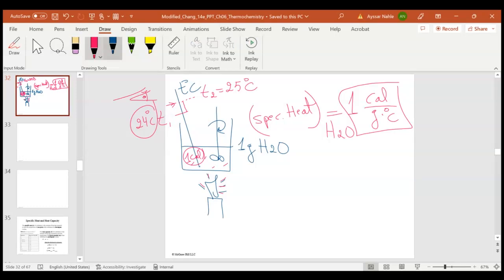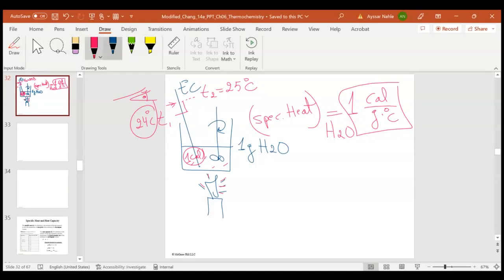Now, that's the definition of 1 calorie. If somebody asks me, what is 1 calorie? I would say 1 calorie is the amount of heat that is needed to raise the temperature of 1 gram of pure water by 1 degree Celsius. The definition of the calorie. Now we know the definition of the calorie.